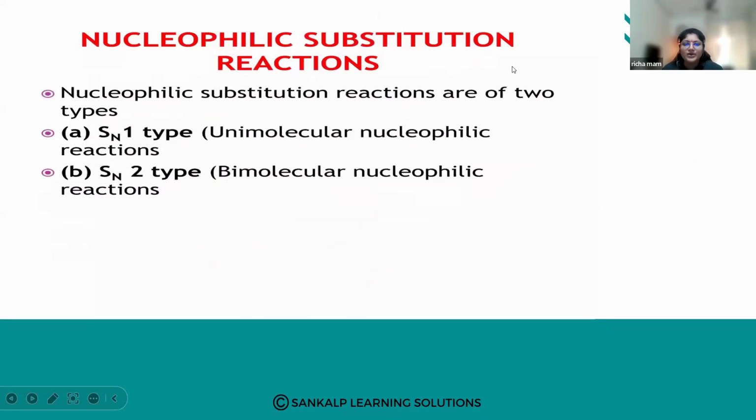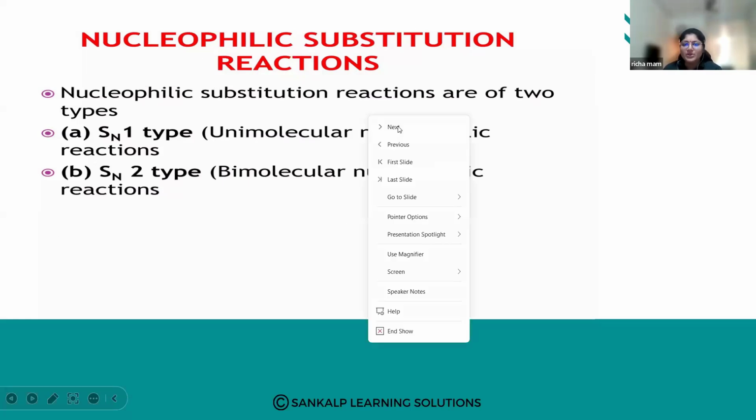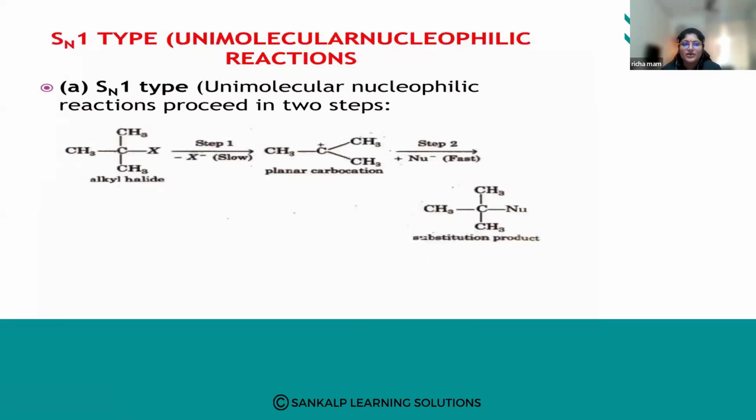The main important nucleophilic substitution reactions are of two types. Firstly, the SN1 reaction, the unimolecular nucleophilic substitution reaction, and the second one is the SN2 reaction, the bimolecular nucleophilic substitution reaction. What do you mean by SN1 reaction, students? The rate of the reaction depends upon only one substrate, so it is unimolecular.